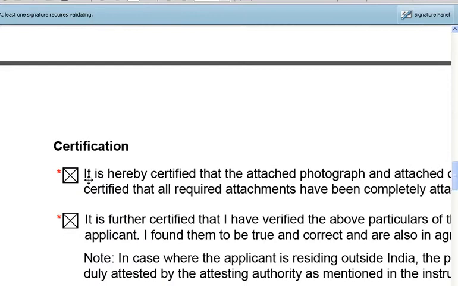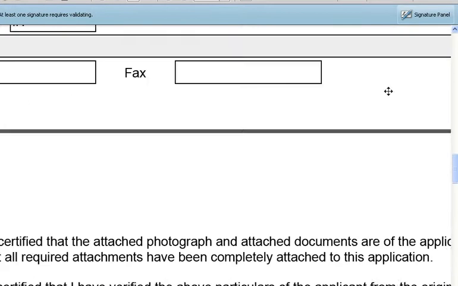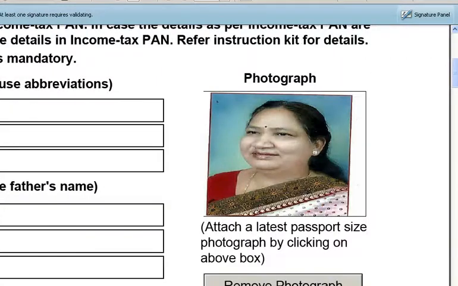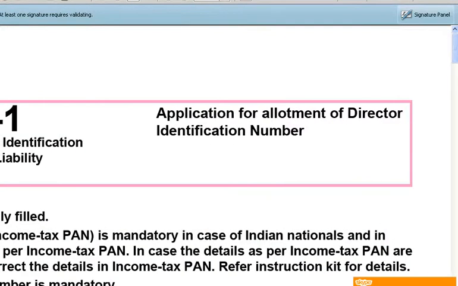Then some certifications that you have attached your photo. You also need to attach the photo of the applicant in the application, the person who is applying for the DIN number. Without this number we cannot apply for company name and company incorporation.